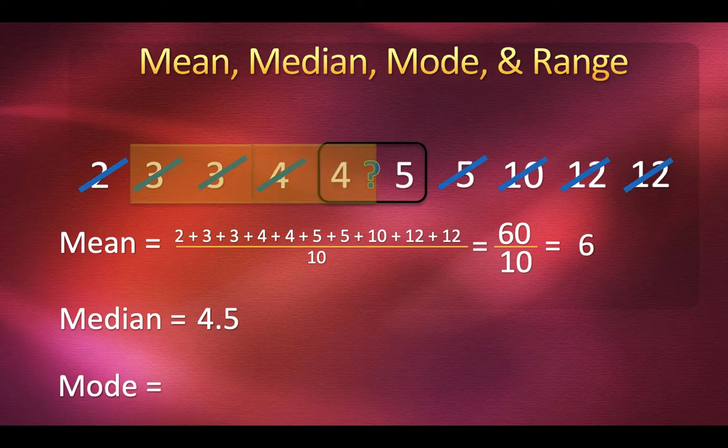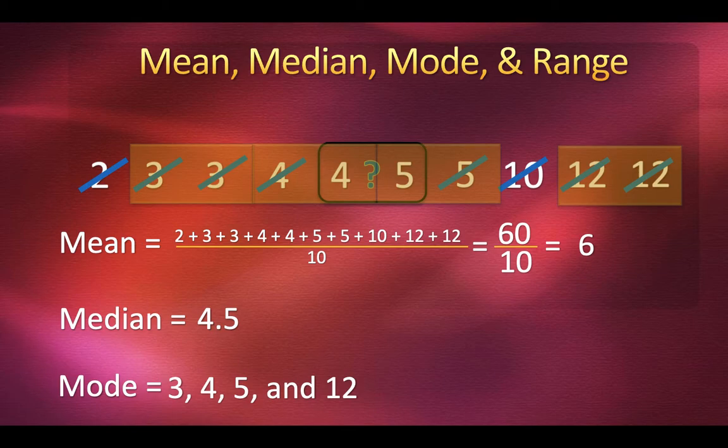Mode is the number that occurs most often, and there are several in this data set. So 3, 4, 5, and 12 are all the mode. For the range, you're going to subtract the smallest number from the largest number and end up with a range of 10.